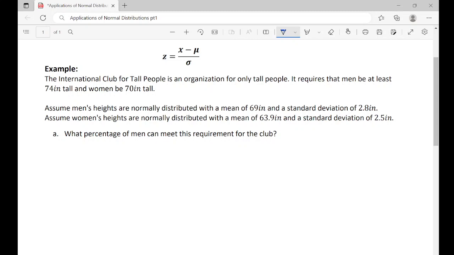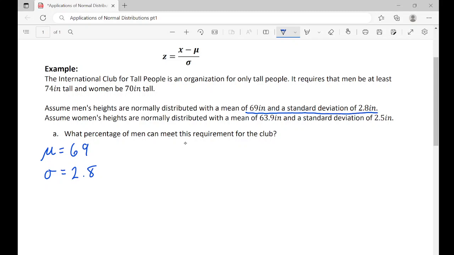So we need to figure out, first off, what our mean and standard deviation are for men. That's what the first question is asking about. Well, we know that the mean, mu, is 69, and we know that the standard deviation, sigma, is 2.8. All that says that right here.